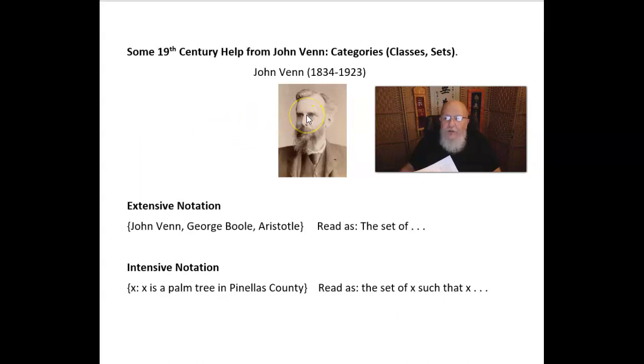And here's our man, John Venn, looking very dapper, right? All logicians have to have beards, we see. I'm part of that tradition.